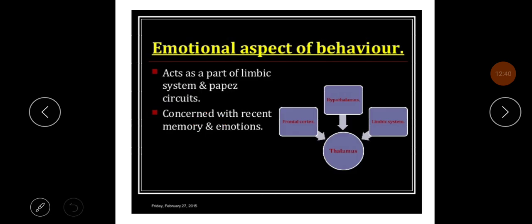They are important for the emotional aspect of behavior, as they have an extensive connection between the frontal cortex, hypothalamus, and the limbic system. The thalamus is a part of the Papez circuit, and hence it is concerned with recent memory and emotion.